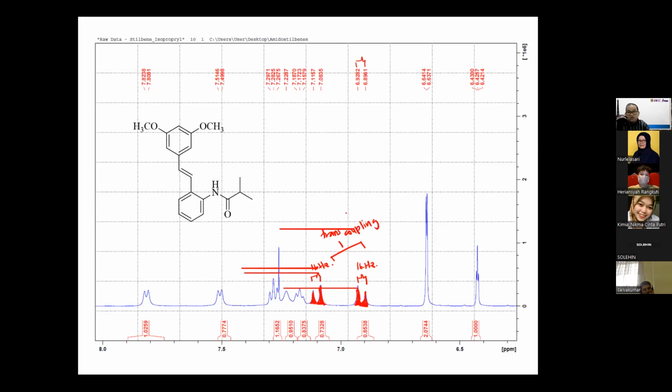I'm sorry, I'm using a drawing pen. That's why it happens like this. And of course, you can see this is the first triplet and the second triplet. Okay, this is CDCl3.